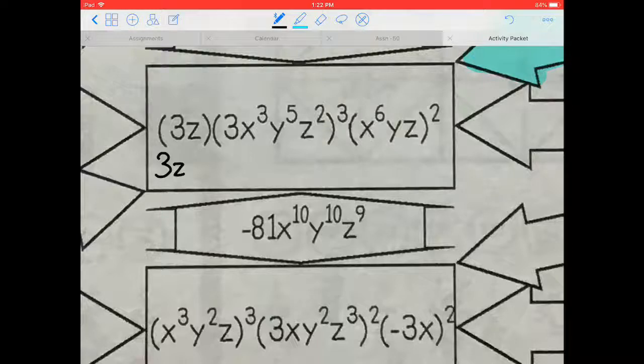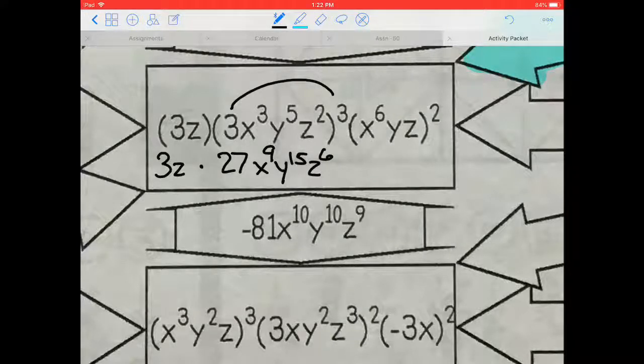3z, we're just going to leave it alone because there's no exponent here on the outside of it. So times 3 cubed is 27. X to the 9th, y to the 15th, z to the 6th. I multiplied all the exponents by 3. And then the next one, this is 1, x to the 12th, y squared, z squared. So 3 times 27, 81 again.